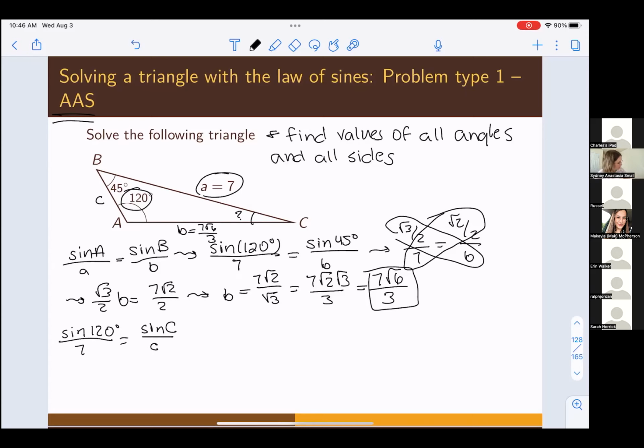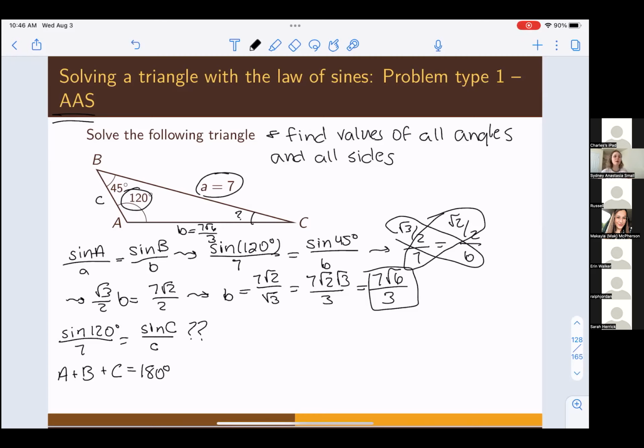What do we do? Well, we're not stuck. We can't figure out side length of C yet because we don't have the information to do that. We can't apply the Pythagorean theorem because this is not a right triangle. However, we can use a very important fact of triangles here: that angle A plus angle B plus angle C has to add up to 180 degrees. Always, always, always. The three angle measures in a triangle must add up to 180 degrees.